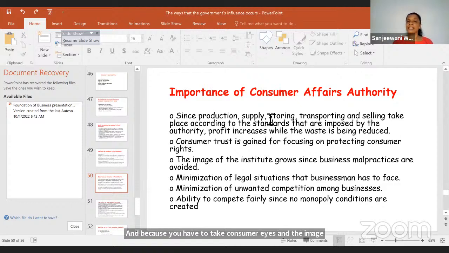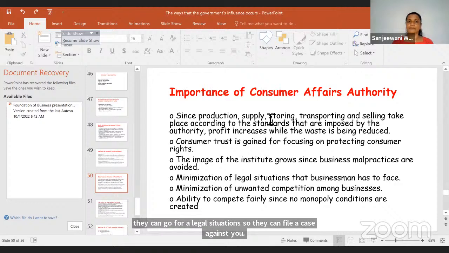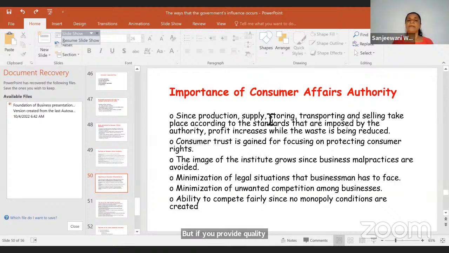You can minimize the legal situations. Now, if you don't give them a proper quality product, if you mislead them, they can go for legal situations too, they can file a case against you. But if you provide quality products, proper standard products, there's nothing for you to worry about, right? So that will minimize legal situations, and that will minimize unwanted competition. You also have the ability to compete fairly, since there are no monopoly conditions. Monopoly means only one person in the market, so there's no such thing, and you can compete fairly, right?